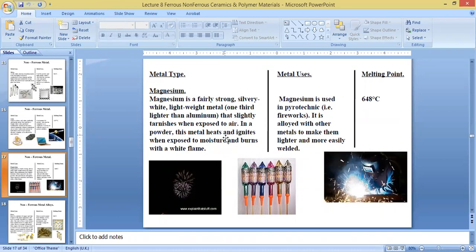I remember in grade 8, grade 9 in the lab, we used to play with magnesium a lot because of its explosiveness. When you drop some powder on water, it would explode. It's mainly used in pyrotechnic works, alloyed with other metals to make them lighter. Remember, stainless steel contains some magnesium in it, and it's more easily welded. Melting point is 648 degrees Celsius, so it has a fairly low melting point compared to the other metals we've been looking at.